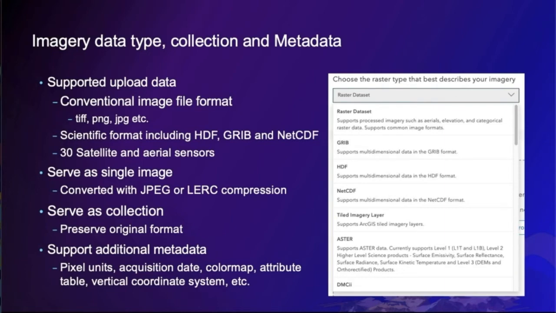As I mentioned earlier, when you decide to create image layers from a single image data, the imagery data will be converted, and you have the option to choose either to use JPEG or lower compressions to compress your data. Or if you want to preserve the original uploaded imagery format, you can choose the serve as image collection mode. There are also additional settings that allow you to customize the metadata information of the image layers such as pixel units, acquisition date, color map, attribute table, vertical coordinate system, etc.